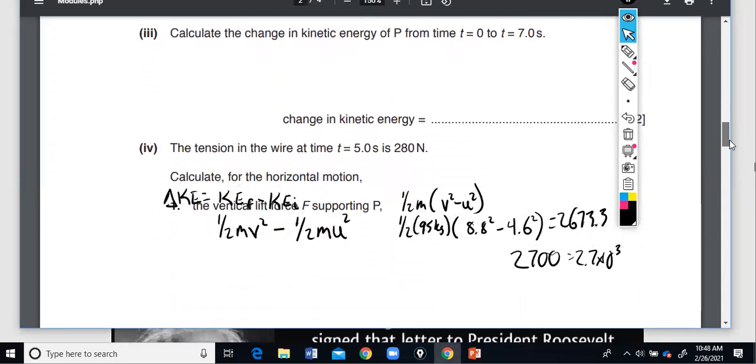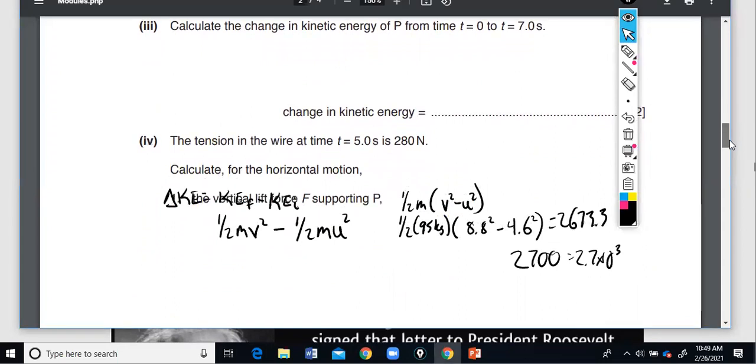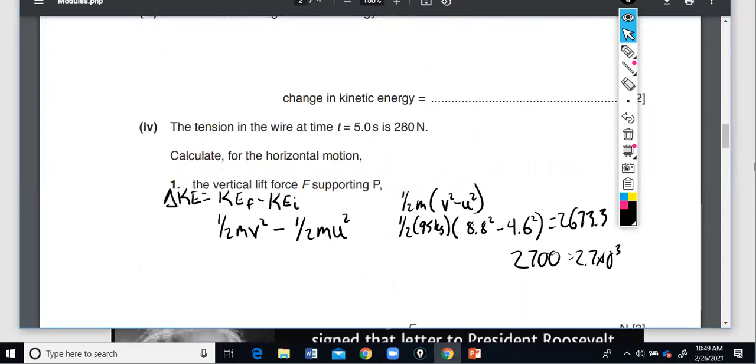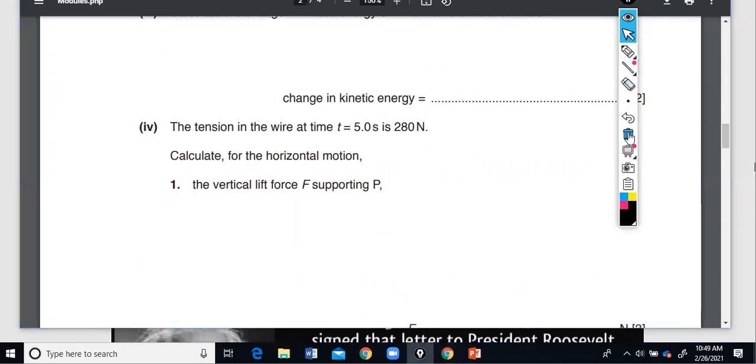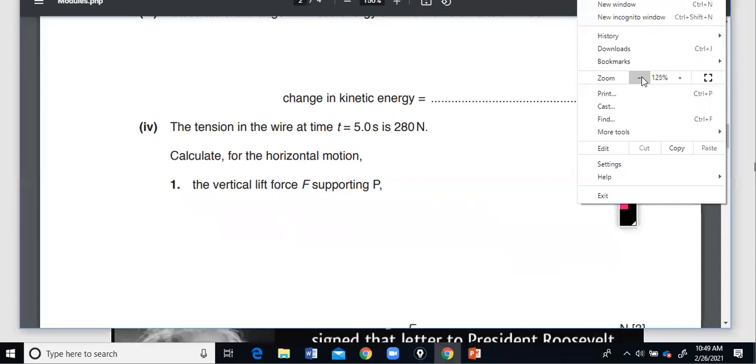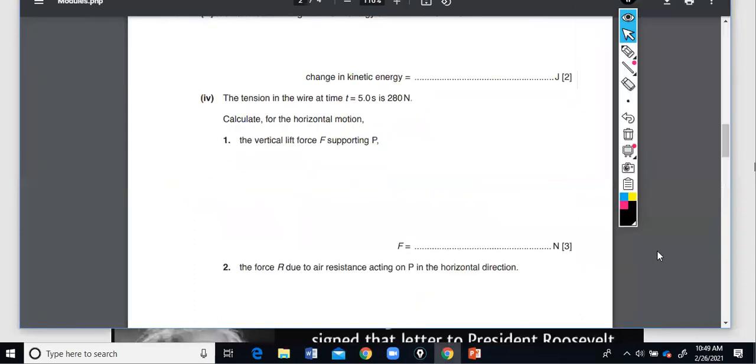Now it reads, the tension in the wire at time t equals 5 seconds is 280 newtons. Calculate, for the horizontal motion, the vertical lift force F supporting P. So let's click that calculation out. All right, so we had the tension in the wire. Remember, the wire was like this, and it was 25 degrees. And there was like a paraglider right here, and they're telling us the tension in this wire is 280 newtons.